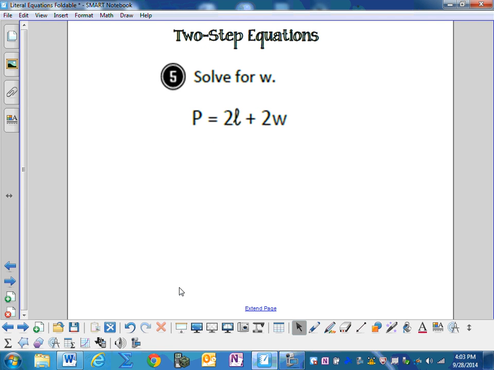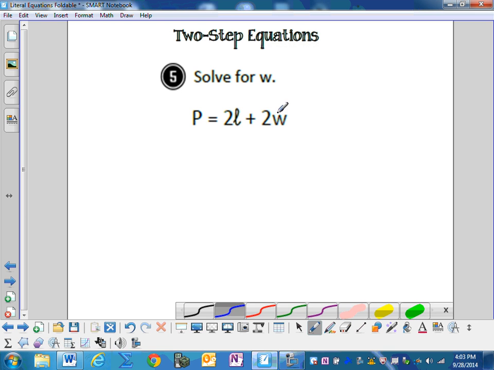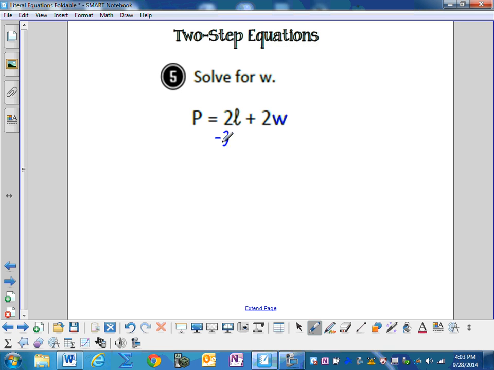Okay, let's take it up a notch. We're going to solve two-step literal equations. So go ahead and solve for w. So here we want to isolate w. So first we're going to move this 2L. So we're going to subtract 2L on both sides.